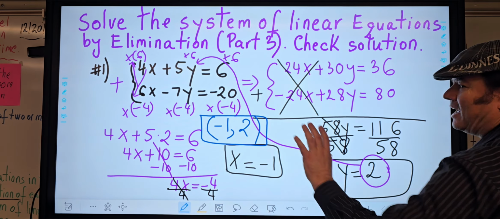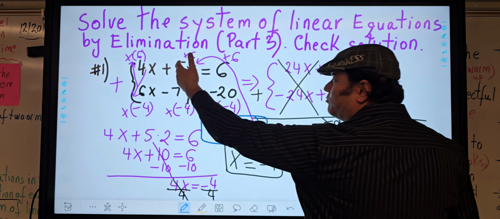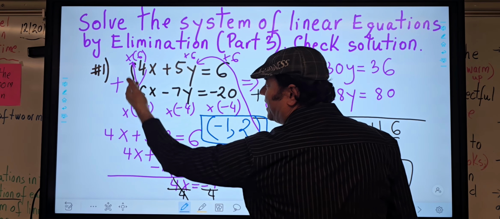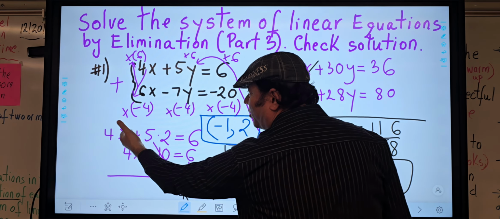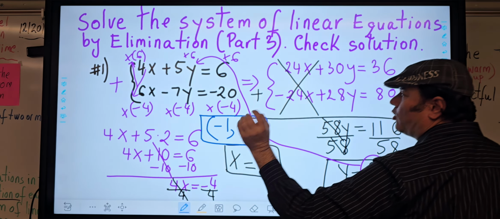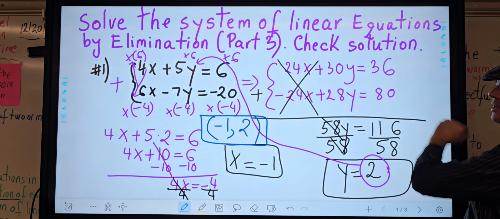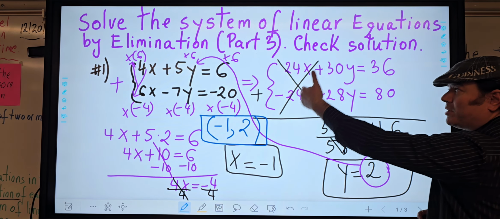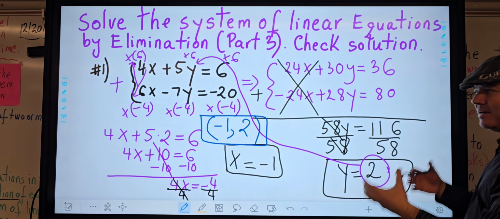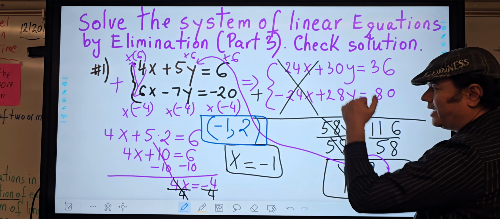You see, let's do a little summary here. We had to multiply both equations. The top one we multiplied by 6 and the bottom one we multiplied by negative 4. And after we multiplied all the terms by 6 at the top and all the terms by negative 4 on the bottom, we got a new set of linear equations and we were able to cancel the x. And then finally we solve for y and then we solve for x.